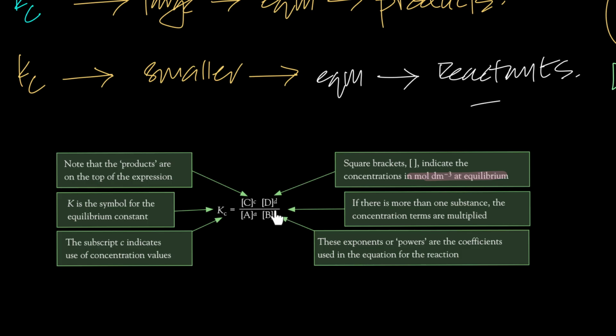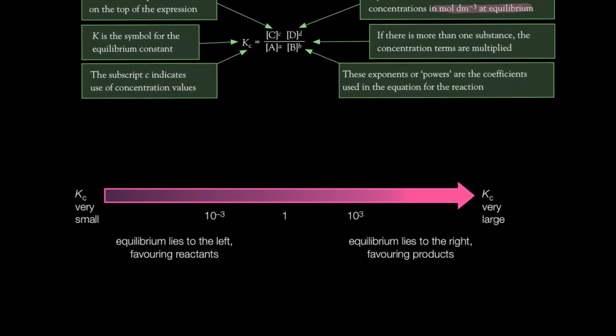If A, B, if you had F reactant here, F would also be multiplied here. That's pretty simple. And the powers are the coefficients of the equation for the reaction. That's one idea: the coefficients of the equation, right? Now this, we already looked at this.